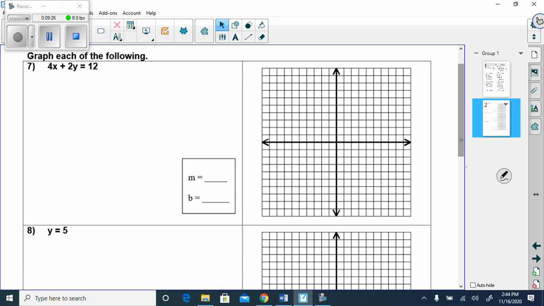Okay, so on the back, number 7. I need to get y by itself, so what am I moving? Okay. So then what do I have? Equals. Good.